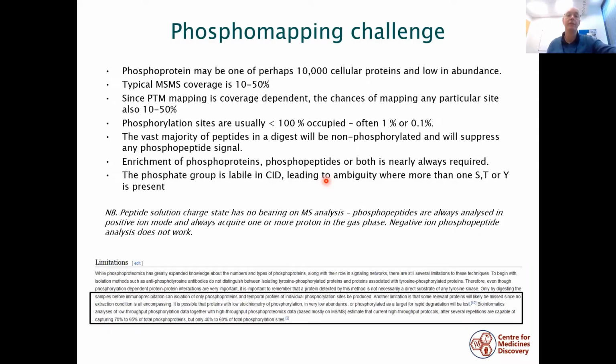I've just taken this out of Wikipedia because it's quite useful what it says. Basically, it says down here, bioinformatics analysis of low throughput phosphorylation data, so this is targeted data, together with high throughput phosphoproteomics data, based mostly on MSMS, estimate that current high throughput protocols, after several repetitions, are capable of capturing 70 to 90% of total phosphoproteins, but only 40 to 60% of total phosphorylation sites. And you can begin to appreciate why that is.